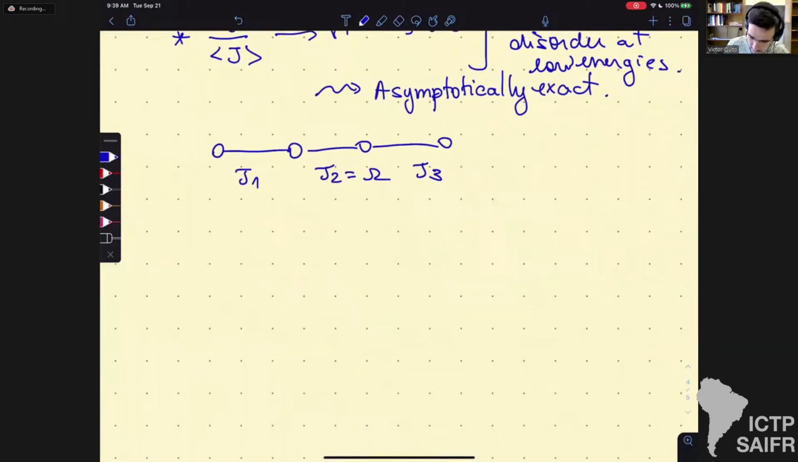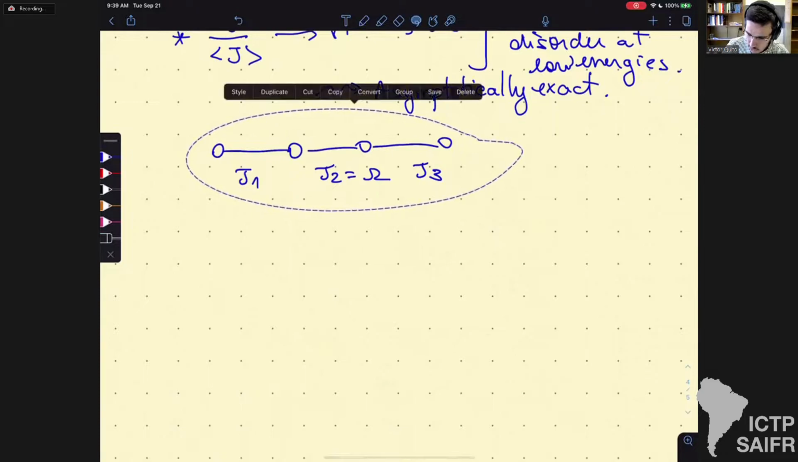Okay, so now we can calculate some physical properties also.